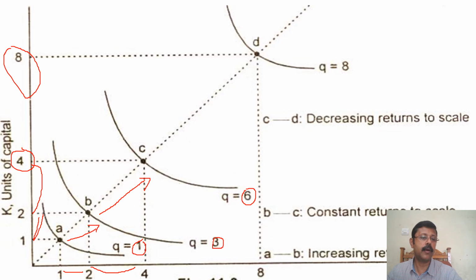You have doubled your input of labor, 2 to 4, 4 to 8. What happened to the output? Earlier we had 6 units of output. Now it is only 8 units. It did not double. It increased, but at a decreasing rate, right? So though we have added more units of capital and labor, at A to B we had increasing returns, B to C we have constant returns, and C to D we have decreasing returns.